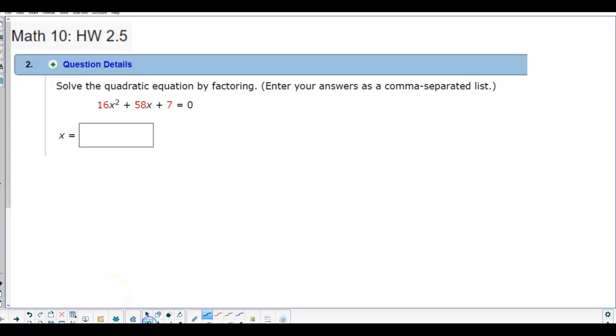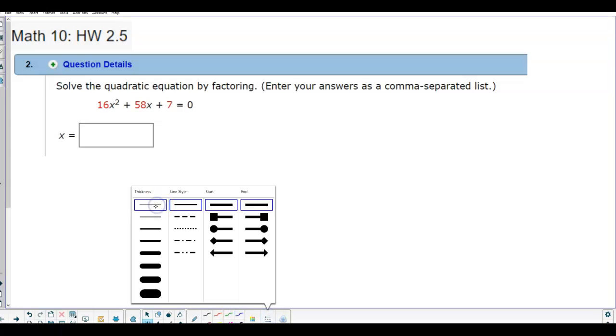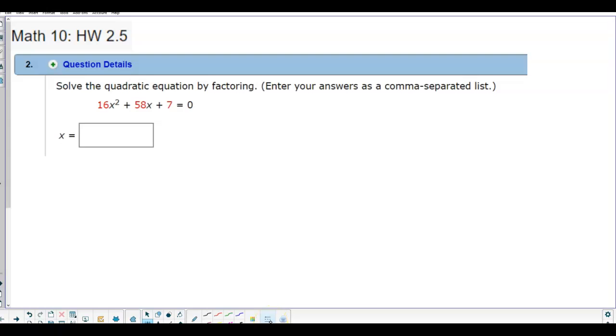One more, 2.5, number 2. It says to solve the quadratic equation by factoring, and then enter your answers as a comma separated list. So here we have 16x squared plus 58x plus 7, which is equal to 0.